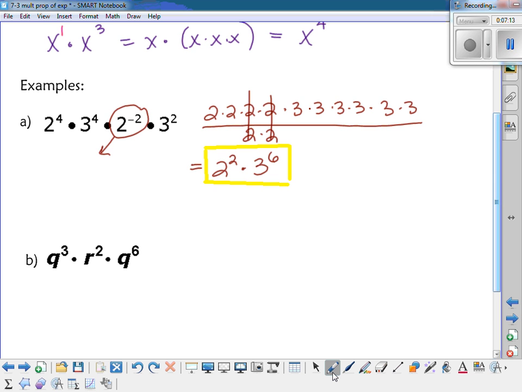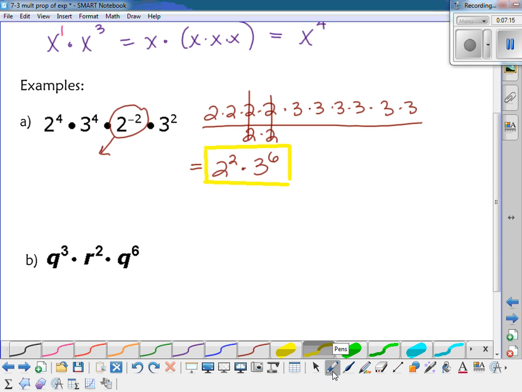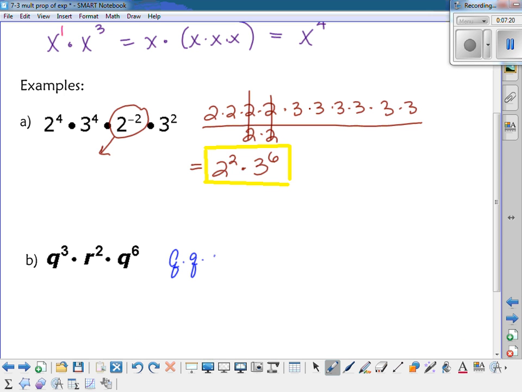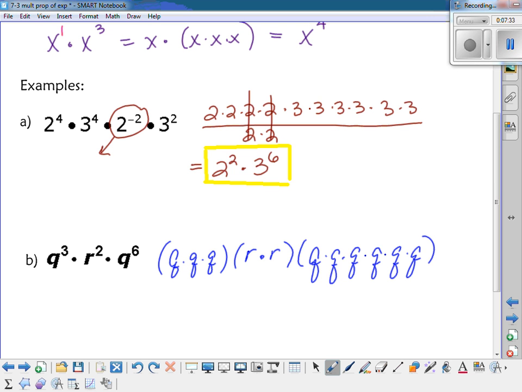All right, so on this one, I've got q to the 3rd. So that's q times q times q. And then times r squared, so r times r, times q to the 6th. q, 3, 4, 5, 6. So all together, I've got 1, 2, 3, 4, 5, 6, 7, 8, 9 q's. So it's going to be q to the 9th. And then I just have the 2 r's, so r squared.